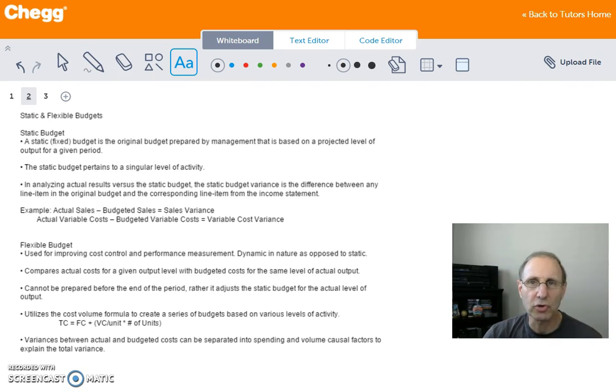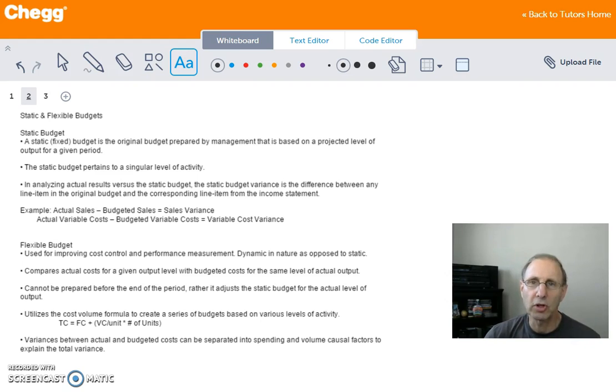So the static budget is very straightforward, but what we're going to look at next is the flexible budget, which is a tool used for improving cost control and performance measurement. The flexible budget is dynamic in nature versus the static budget. It compares actual costs for a given output level with budgeted costs for the same level of actual output. The flexible budget can't be prepared until the end of a period when you have the actual activity levels, so that you're able to adjust the static budget for that activity.